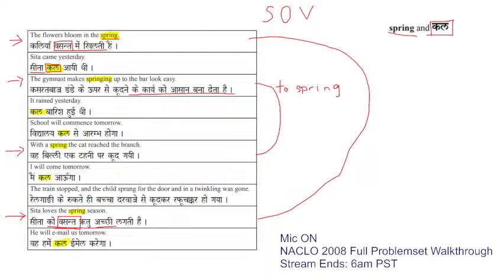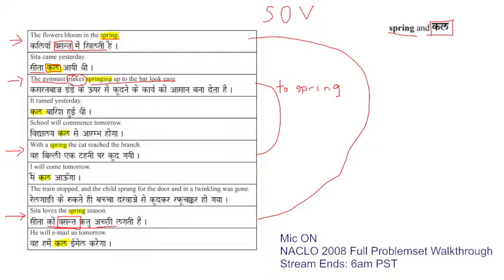No. Okay. So this is the subject here. This is the verb. And then this is the object, I think. The gymnast makes springing up to the bar look easy. So then somewhere here would be makes, right? Let's remove this long line and look at this sentence because it's much shorter. But I feel like this with a spring at the front.